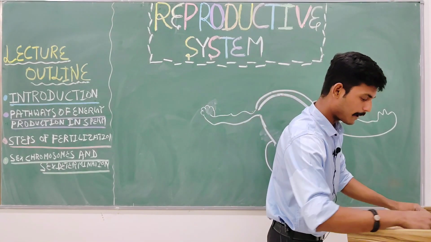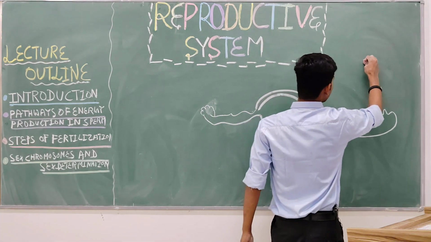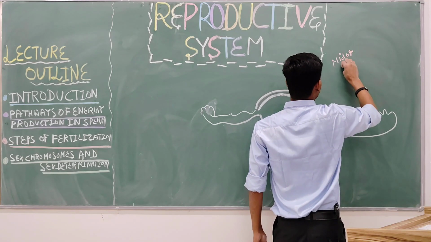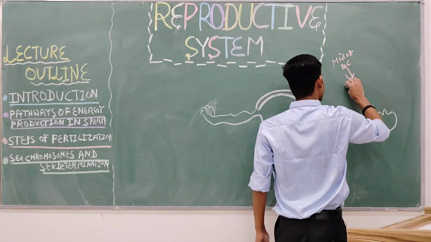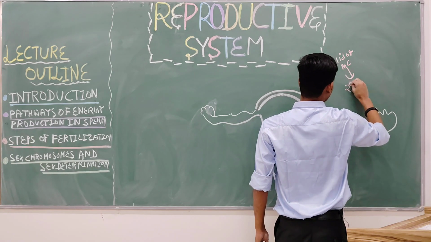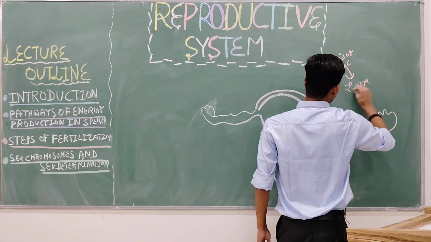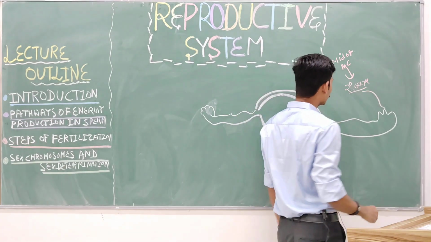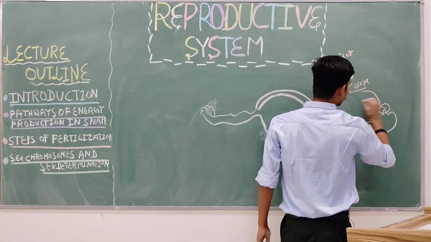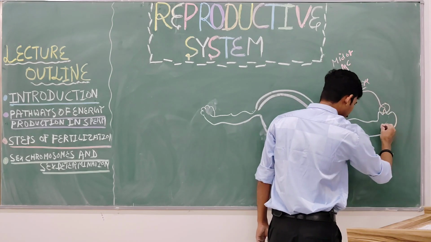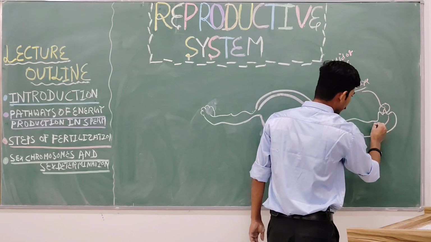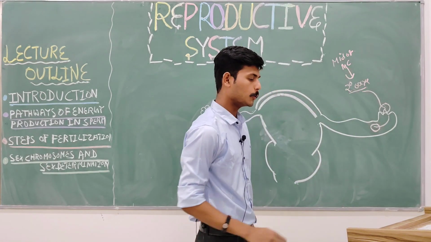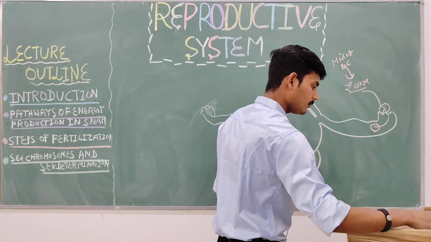So what is happening? In the mid of the cycle, in the mid of menstrual cycle, there is a release of secondary oocyte, isn't it? There is a release of secondary oocyte. Now, these fimbriae show the movement, they collect the secondary oocyte and they, you can say, drag this in the fallopian tube.